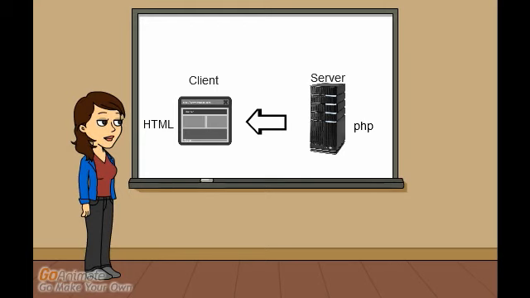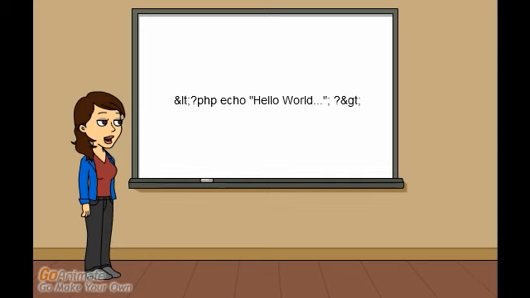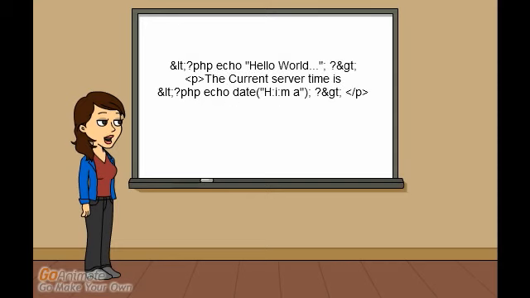Let's look at a code example that demonstrates how PHP and HTML work together. I have my PHP code here that displays the name of our website. On a real web page, this would be the top-level heading. Let's write some HTML here, a paragraph with this information.